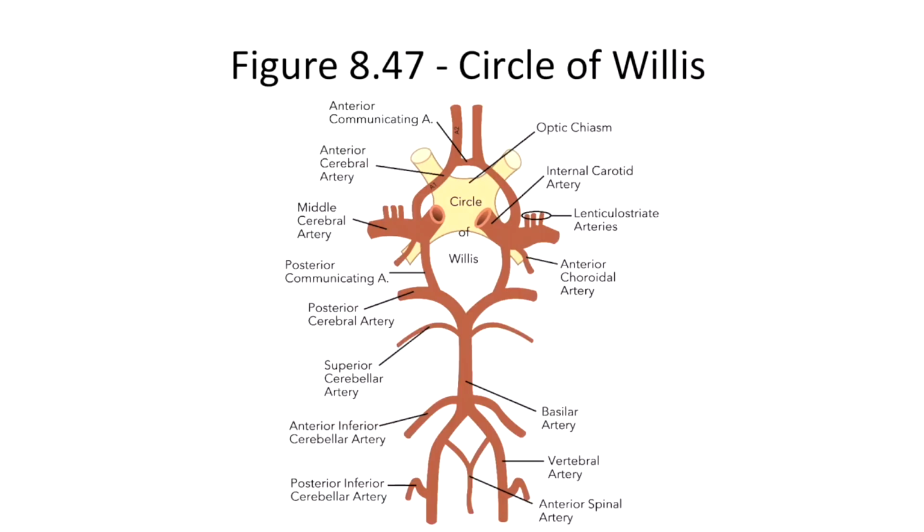From figure 8.47, we can clearly see the posterior communicating artery right here. Recall that the oculomotor nerve passes between the superior cerebellar artery and posterior cerebral artery as it projects anterior like this. This means that an aneurysm originating from the PCOM right here could compress the oculomotor nerve, resulting in the symptoms we just discussed.